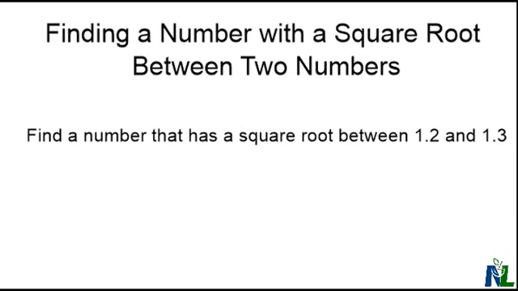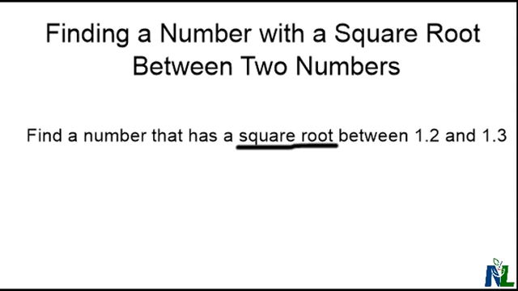We are going to find a number that has a square root between two given numbers. The example that we have here is we're looking for a number that has a square root between 1.2 and 1.3. It's really important to note that the number itself is not between 1.2 and 1.3, its square root is. So we're dealing with square roots here.